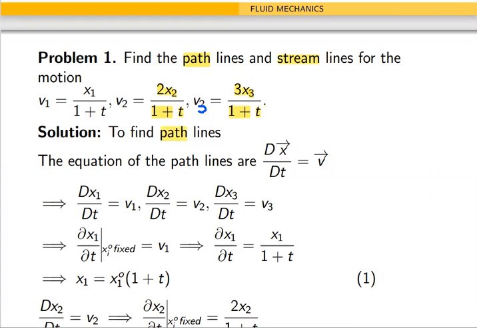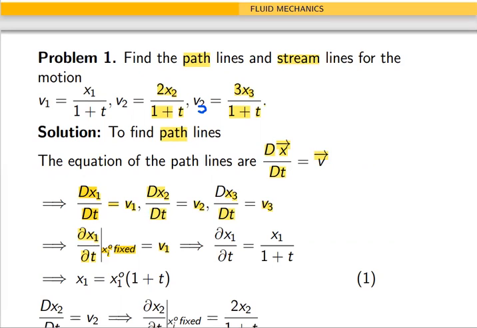Let us find first the path lines. The equation of the path lines is dx by dt equal to v. That is dx1 by dt equal to v1 in the components form, dx2 by dt equal to v2 and dx3 by dt equal to v3. Take the first component, consider the first equation. So dx1 by dt is nothing but the partial derivative of x1 with respect to t, with xi naught fixed, since that's a material form, equal to v1. That implies dou x1 by dou t equal to x1 by 1 plus t.